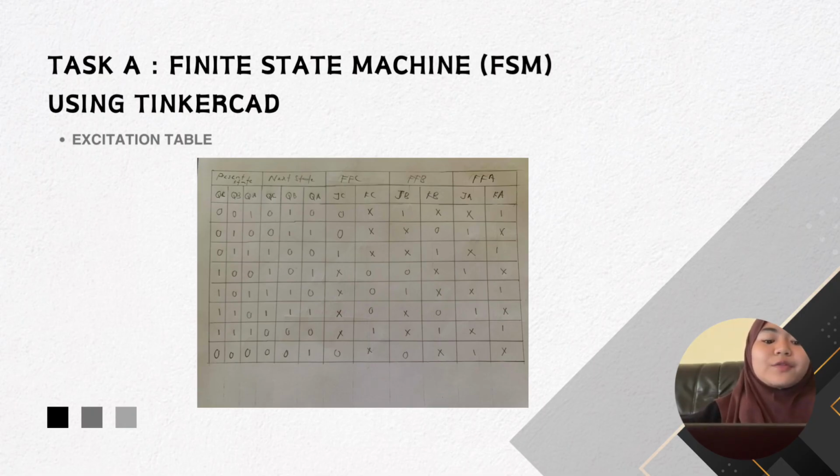And for the flip-flop we use the excitation table, which is QN, QN plus 1, J and K. So when 00, J is 0 and K is X; 01, 0 and X... 10, X and 1; 11, X and 0. So I use that table for our JA, KA, JB, KB, JC and KC.